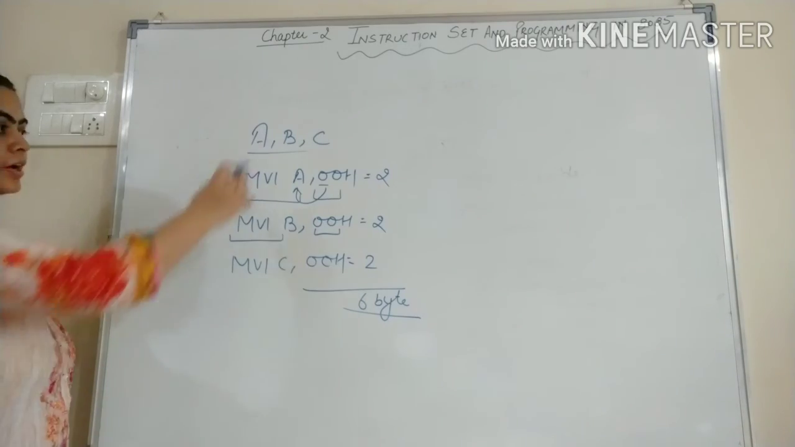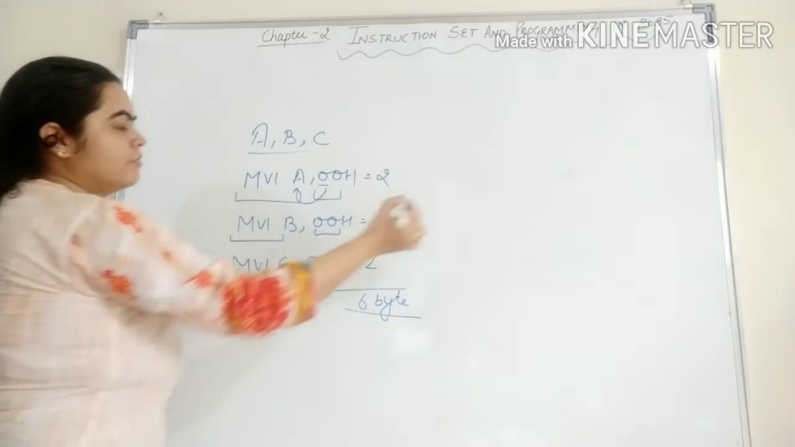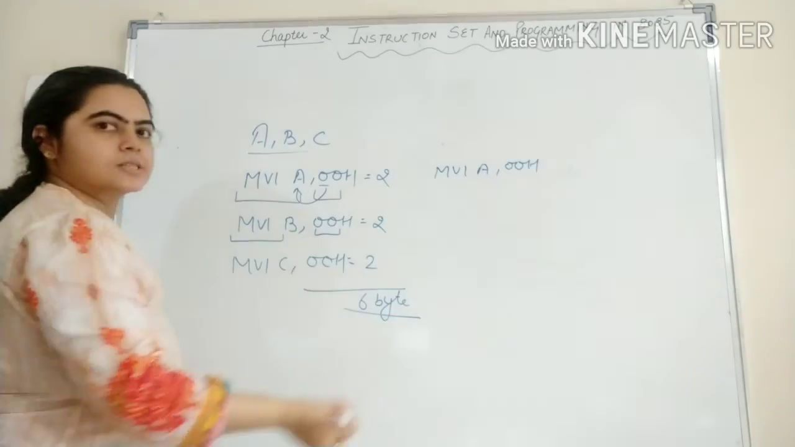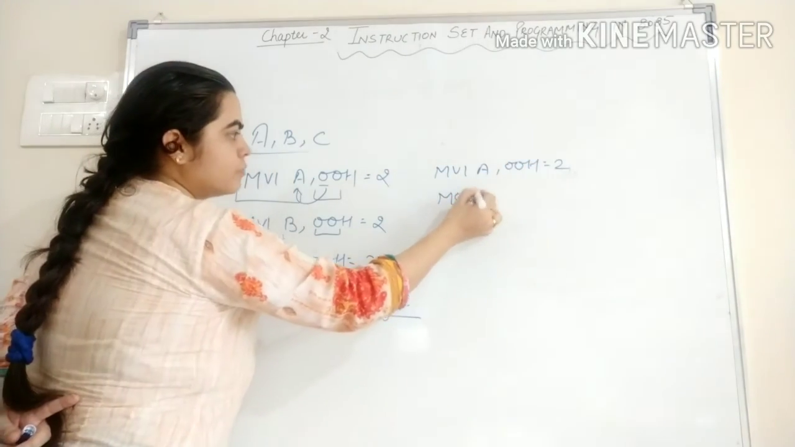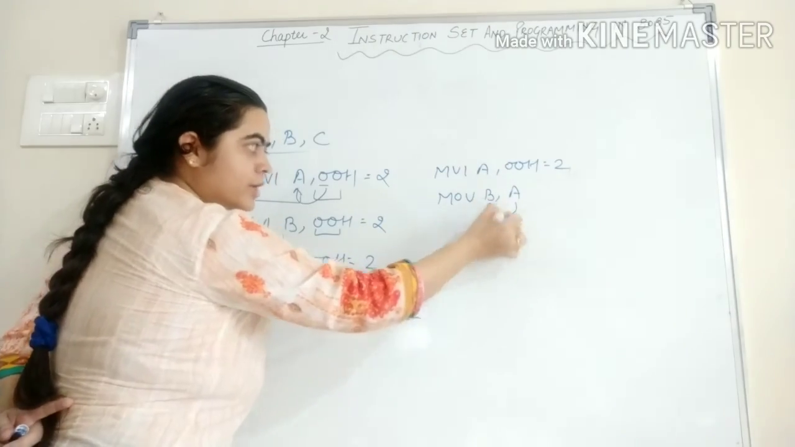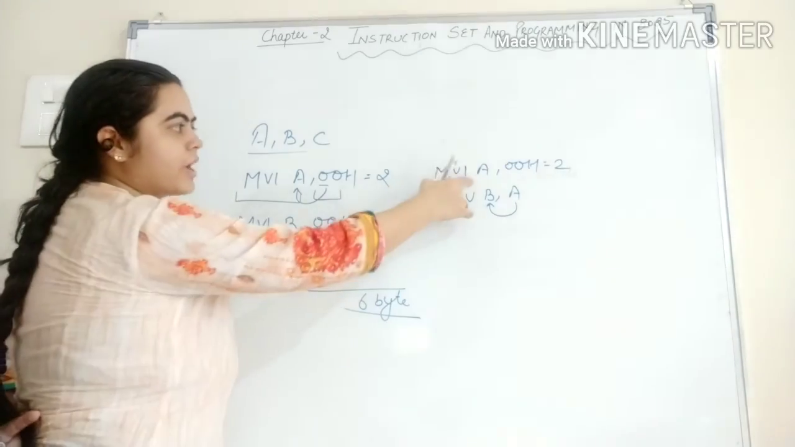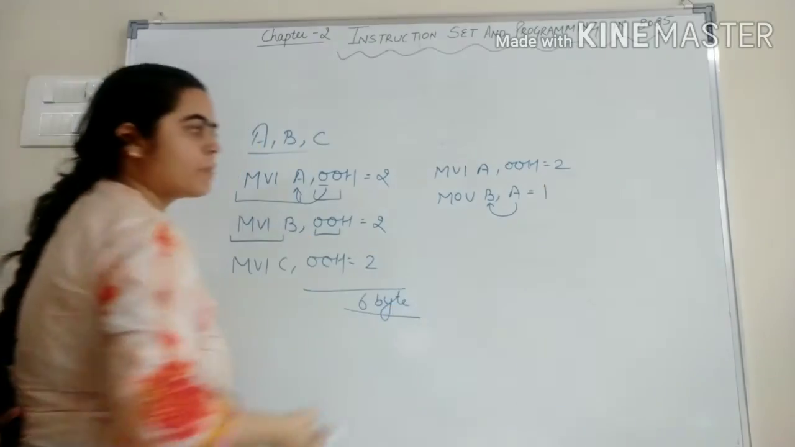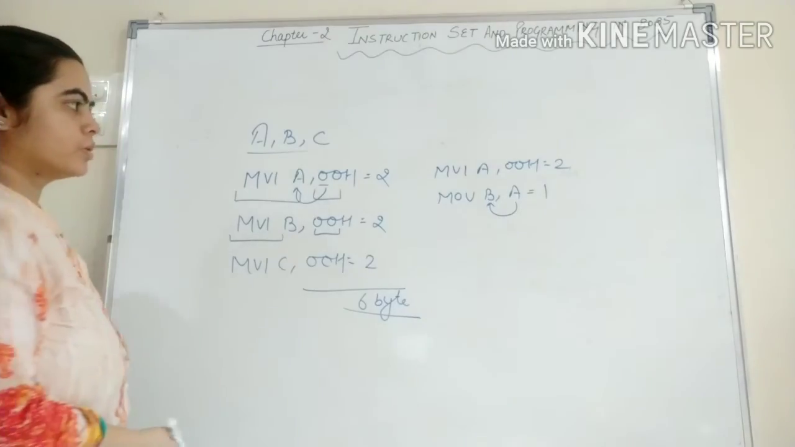Now the second way to load 00 into all 3 registers is to write MVI A, 00H. This instruction will occupy 2 bytes of memory. Then we can write MOV B, A. That means the contents of A will be loaded into the B register. What is the content of A? That is 00, which we initialized in the first instruction. This instruction will occupy 1 byte of memory, because this is the register addressing mode.